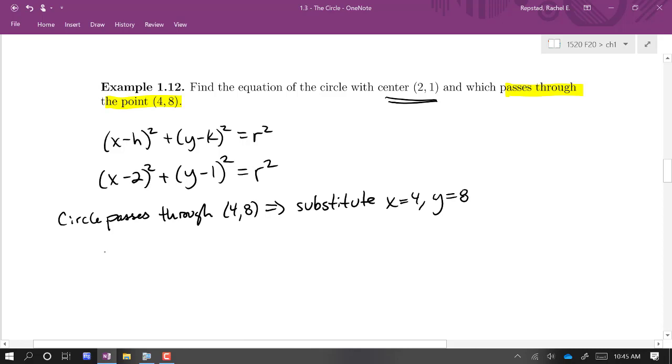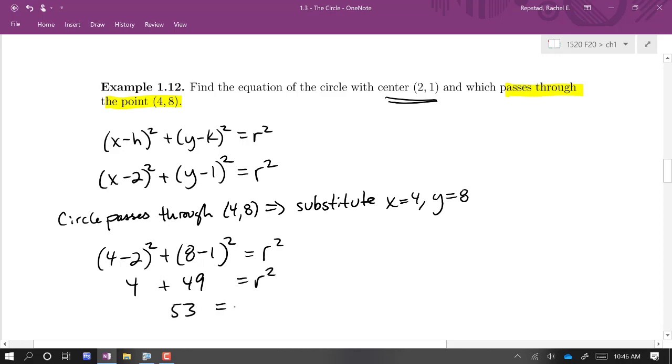So when I do that, now the equation looks like (4 minus 2) squared plus (8 minus 1) squared equals r squared. And look, now this is enough for me to figure out what r squared is. 4 minus 2 is 2, 2 squared is 4, 8 minus 1 is 7, squared is 49. So we get 53 is equal to r squared.